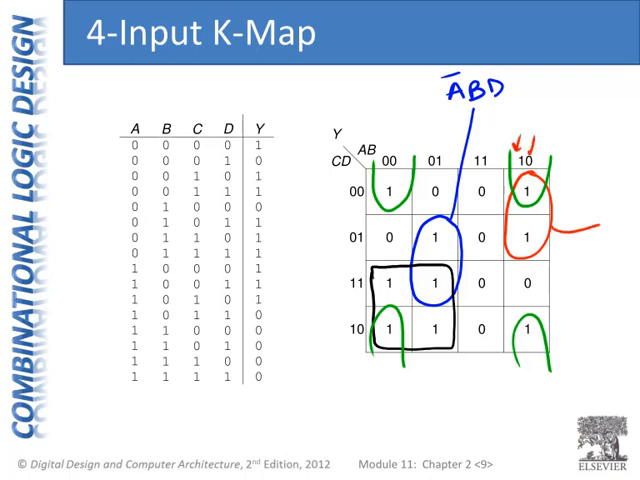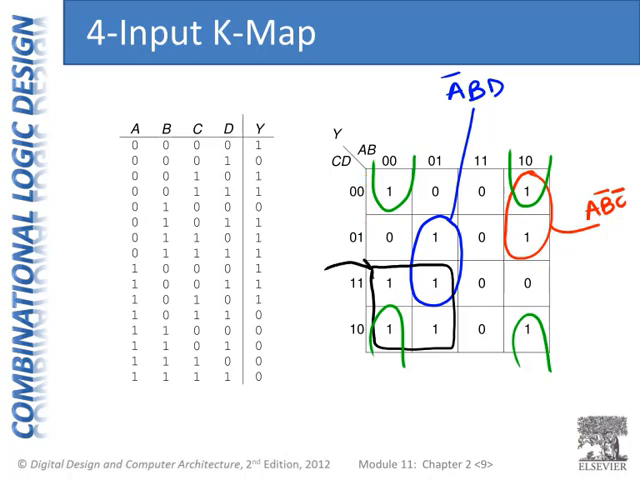True form of A, complement form of B. So we get A and B bar. And just the complement form of C. So we have C bar, but it has the complement and true form of D in the circle, so D is not included in our implicant.